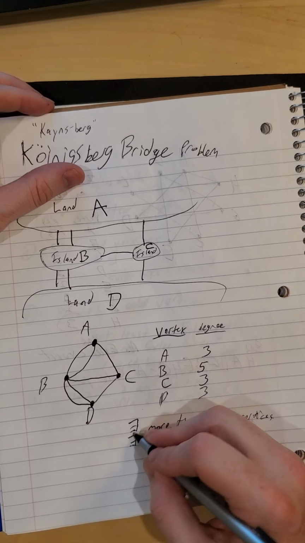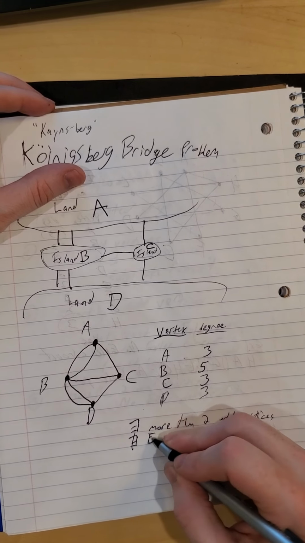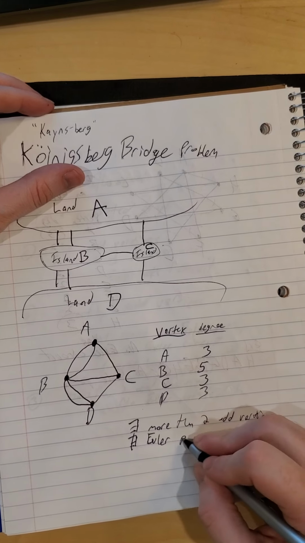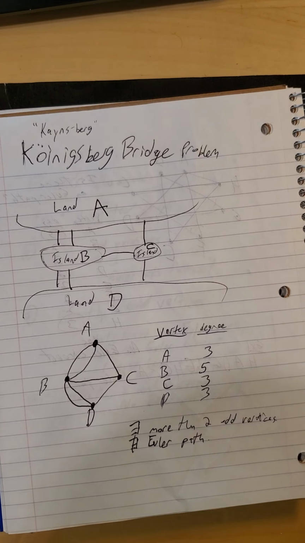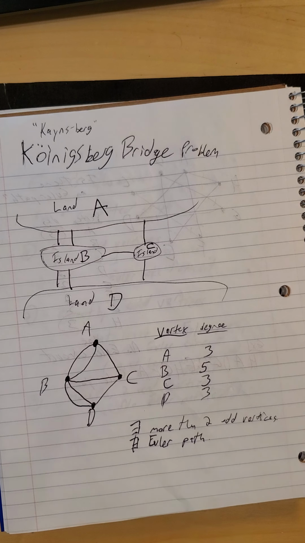That means there is no Euler path. Also, no Euler circuit. To be a circuit, you have to be a path to begin with, and we've shown that this can't be a path. So the Königsberg bridge problem, this was a way that Euler was able to show that no, it's actually not possible to walk each bridge exactly one time without needing to walk a bridge a second time.